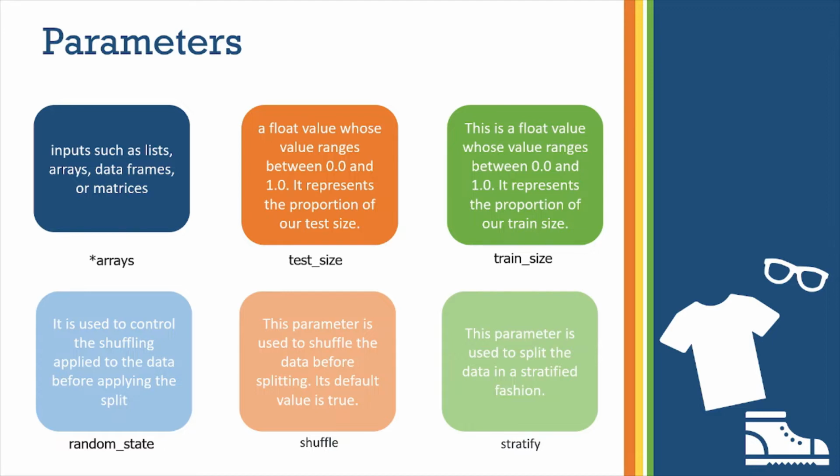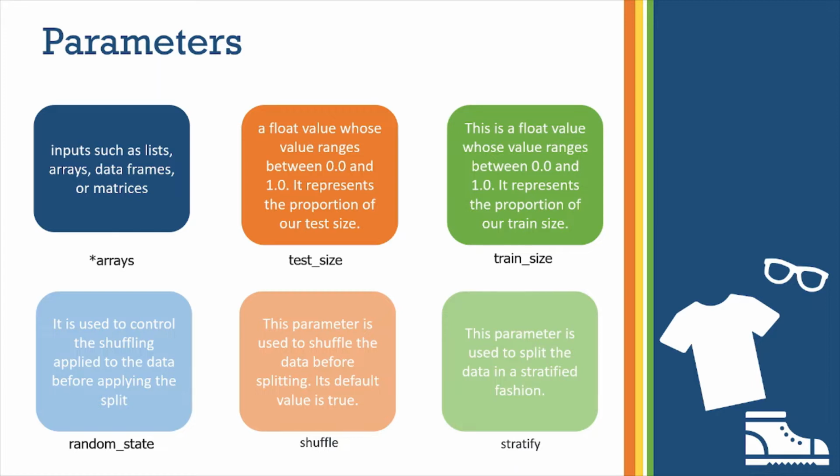The parameters are, first, arrays. Arrays contains inputs such as lists, arrays, data frames or matrices. The second parameter is test size. Test size is a float value whose value ranges between 0.0 and 1.0. It represents the proportion of our test size. The third parameter is train size. This is a float value whose value ranges between 0.0 and 1.0. It represents the proportion of our train size.